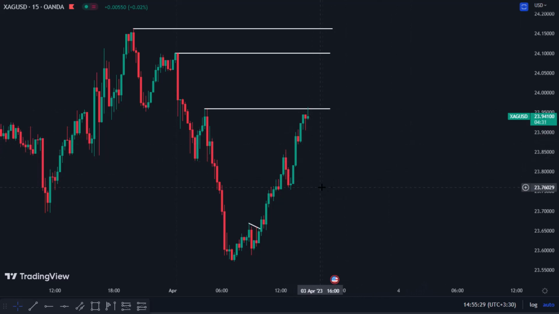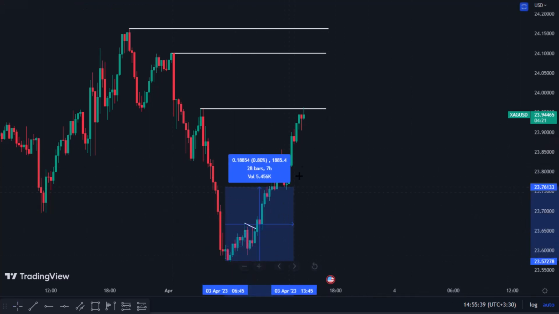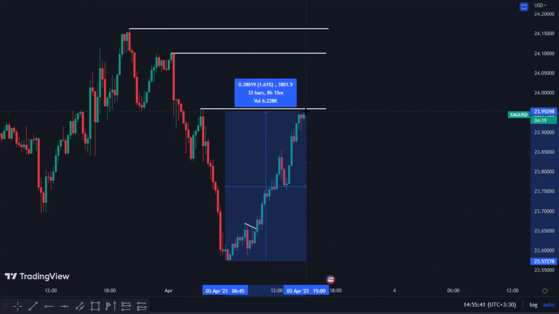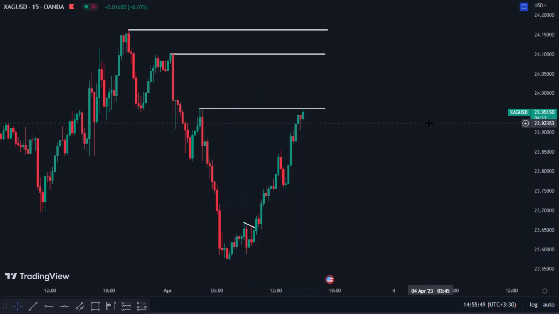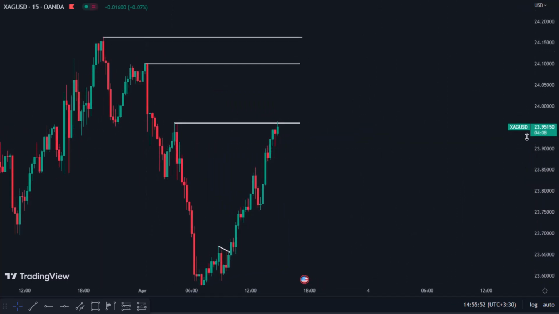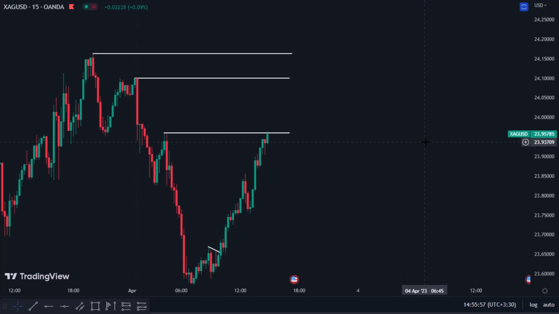As you can see, the metals like silver and gold have moved up nicely, something like 380 pips. You can see it there, silver. And we also analyzed the gold, and we saw that gold also had a nice movement to the upside.